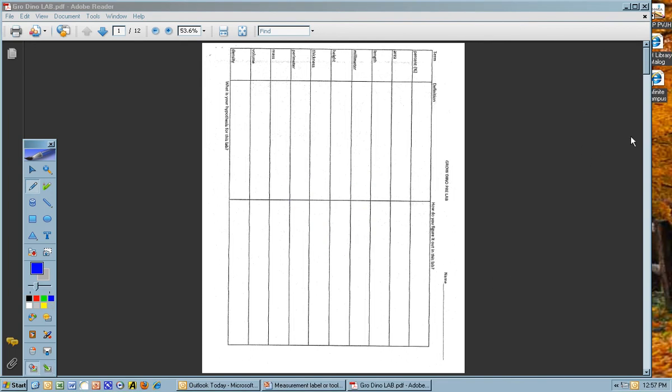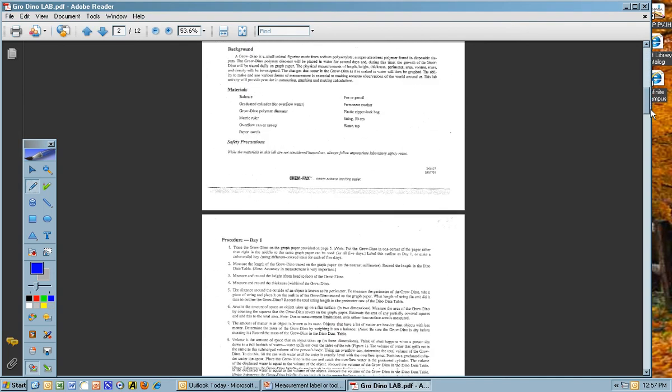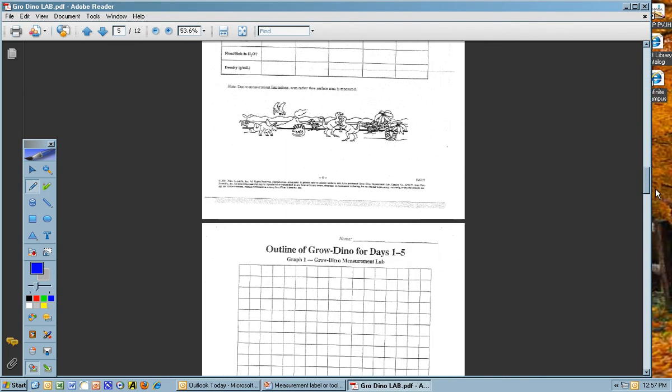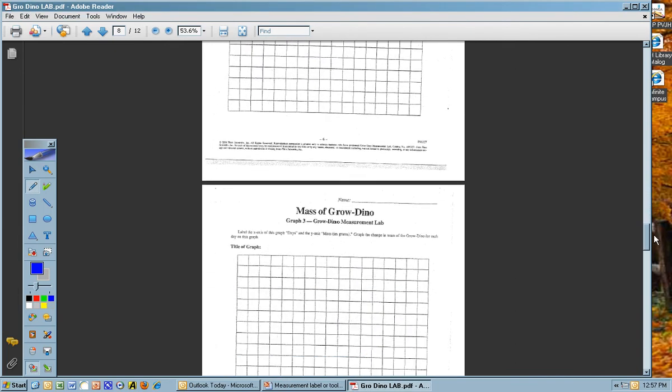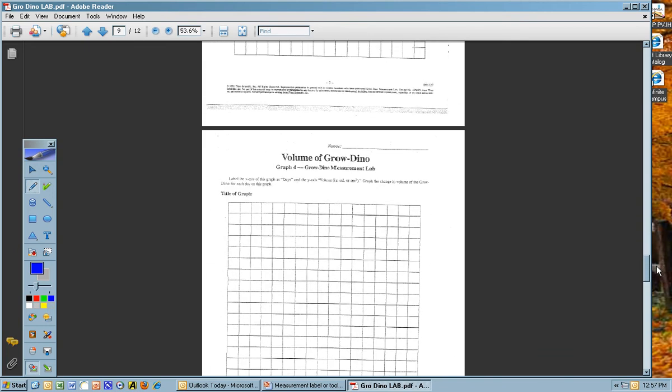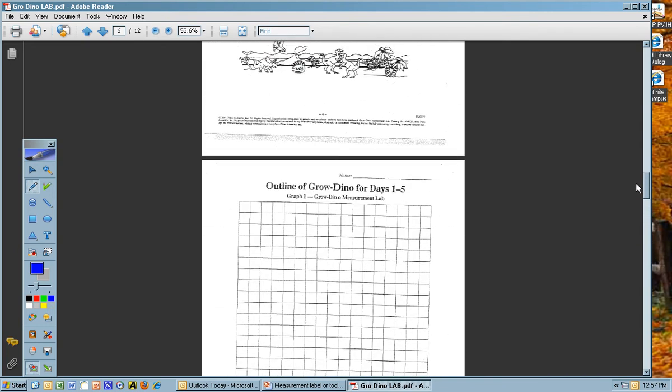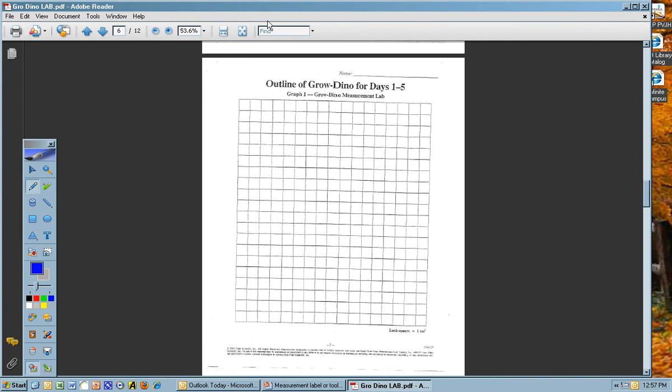All right, when you're setting up the lab today, you'll find that you need to set up some graphs. You have several pieces of paper that look like charts. The very first one actually asks for the outline of the Grow Dinos. These aren't graphs. These are going to be drawings of dinosaurs.